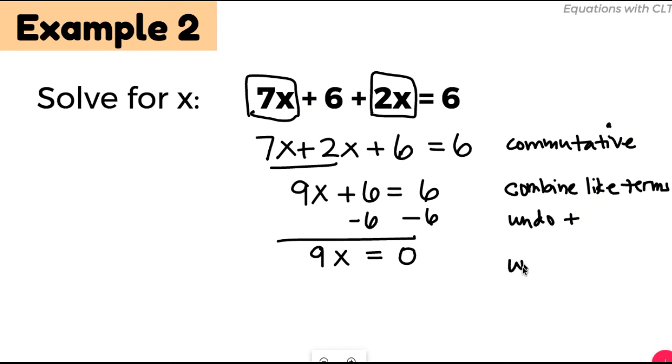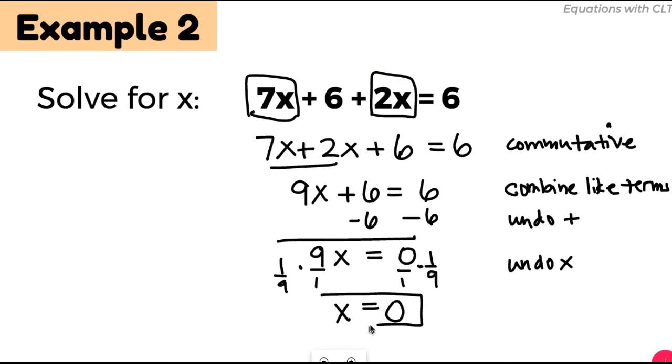Undo multiplication by multiplying each side by the reciprocal. Remember, it's okay to have a 0. Just remember anything times 0 is 0. And you end up with x equals 0 as your answer.